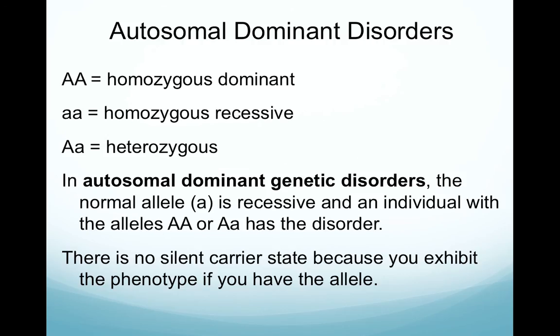So any individual that has at least one dominant allele, so that would be the homozygous dominant and also the heterozygous individuals, would then have that disease. There isn't a silent carrier state. If you have the allele, you manifest with the disease. There's nobody that's carrying the allele that doesn't have the disease. There's no silent carrier state.